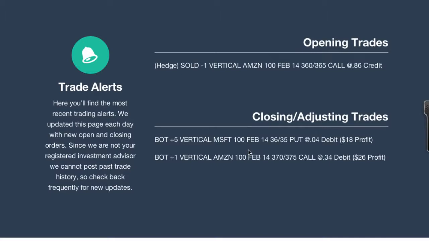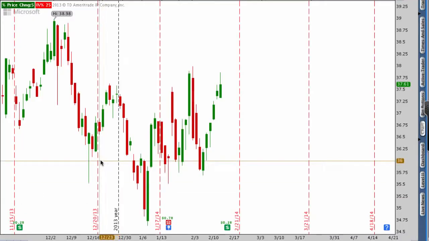But today I want to go over the Microsoft trade. It was a closing trade of the 36/35 put spread. We bought it back here today for 4 cents, made $18 in profit per spread. So again, we bought back 5 spreads, made $18 in profit per spread. A pretty good trade overall for how many contracts we traded. But what's more impressive really is why we held on to this position so long.